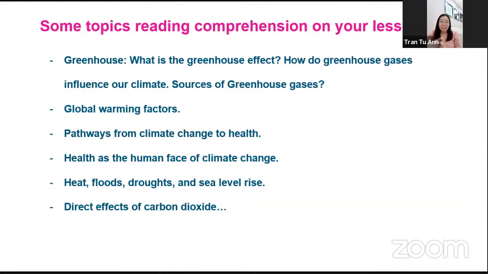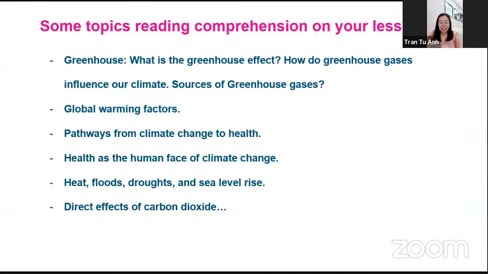Pathway from climate change to health. The human face of climate change is floods, droughts and sea level rise. Direct effect of carbon dioxide. And here is a sample assignment for your students.